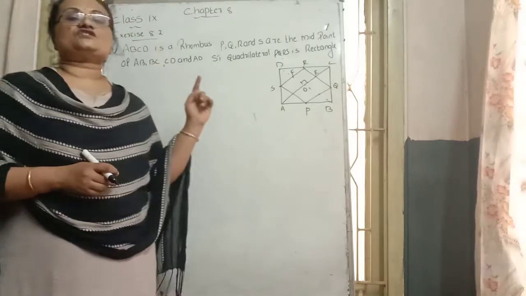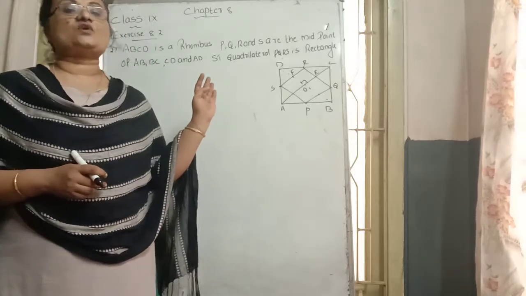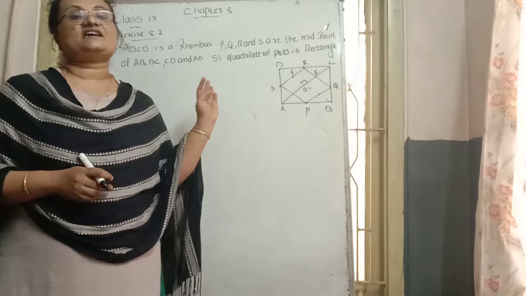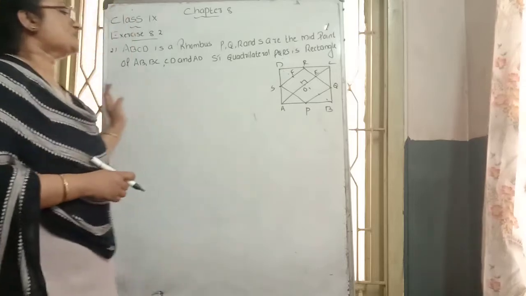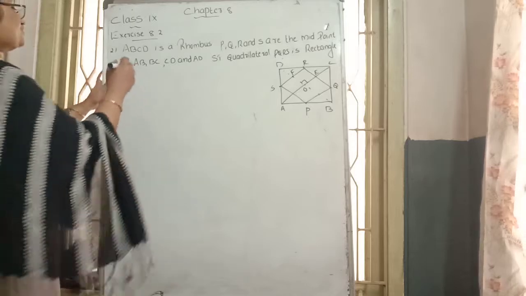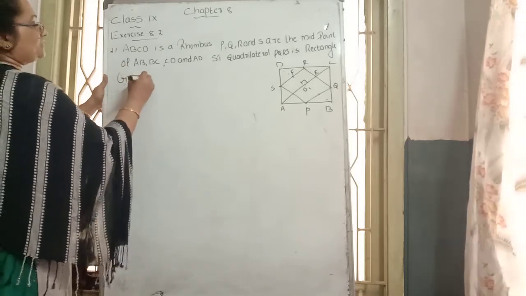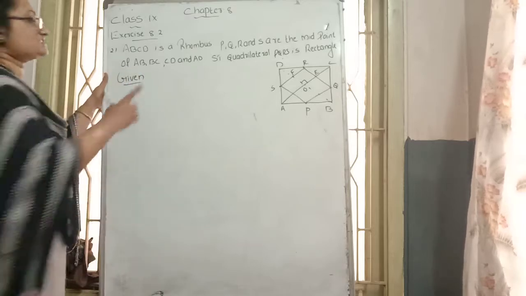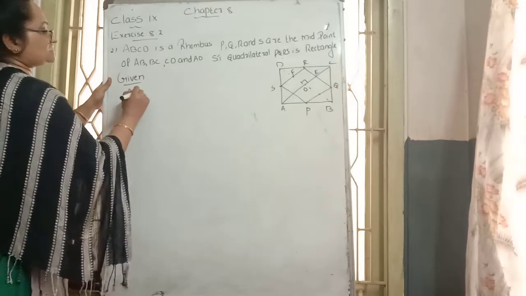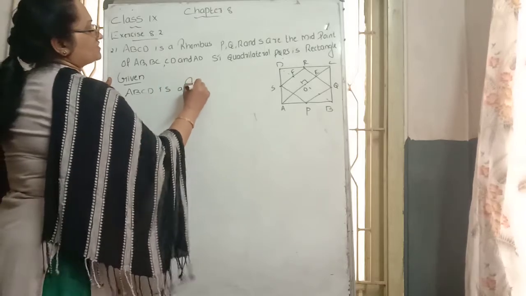Then what about the specialty of a rhombus? All sides are equal in the case of a rhombus. That's why first we consider how to start with the given case. What is the information given in the question? First we can say that ABCD is a rhombus.